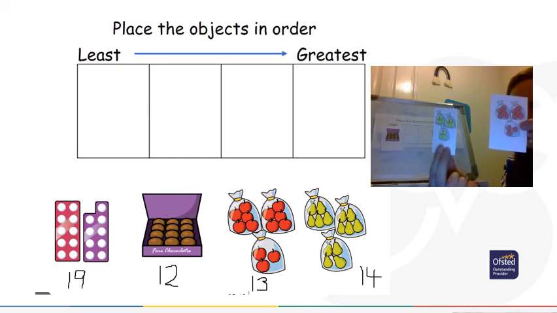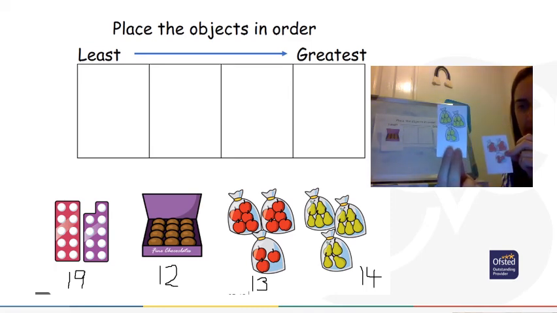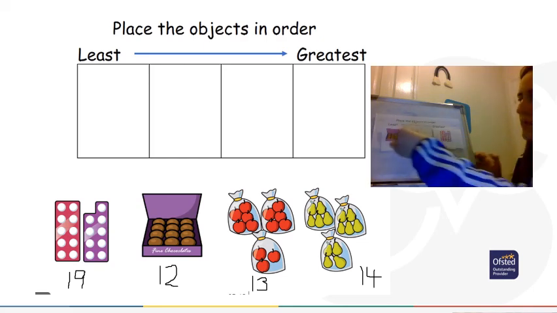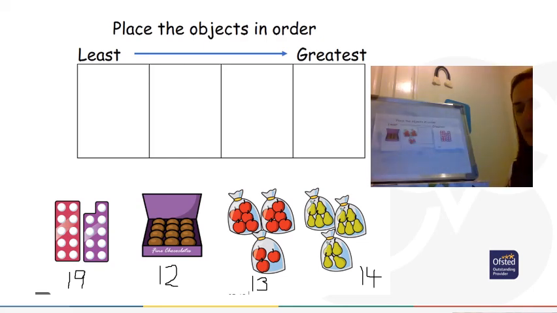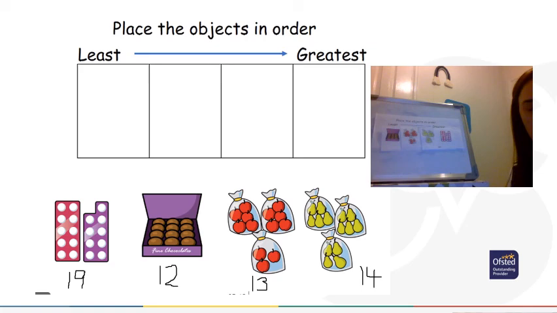Which way around should they go? Well, the smaller one should go first. So we've got 13 apples and 14 pears. So we're going from least to greatest. So all the numbers should be going up in order. So 13 would come next, and then 14 after that. So we've got 12, 13, 14, 19. We've ordered them from smallest, least, to greatest, biggest. 12, 13, 14, 19.